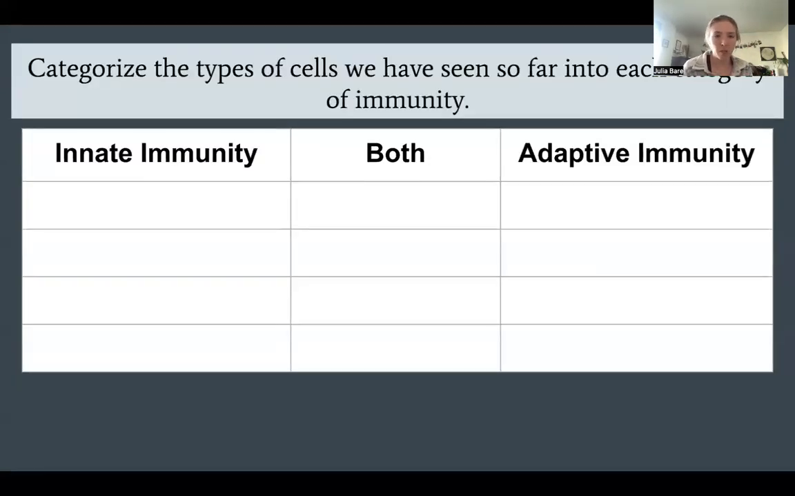So as we go through these processes, it's going to be helpful to keep track of which cells are part of which process. So which cells are going to be a part of innate immunity, which cells are going to be a part of adaptive immunity, and which cells could potentially be a part of both. So there's a table for this in your lecture guide that you can use to answer this question, or you can write this down in your notebook.